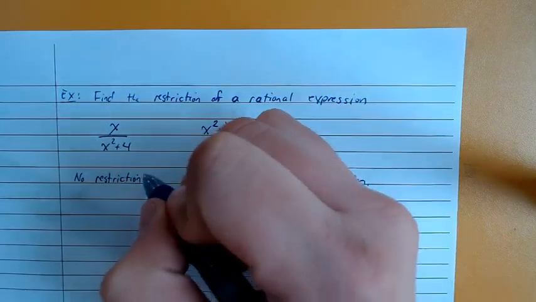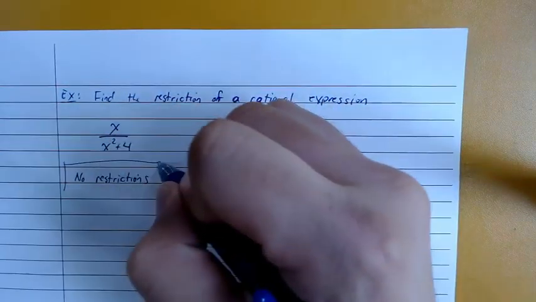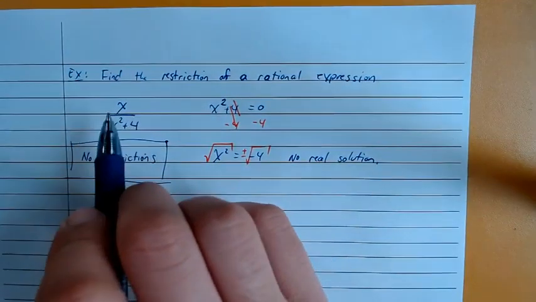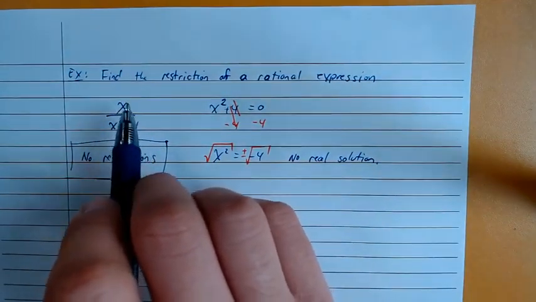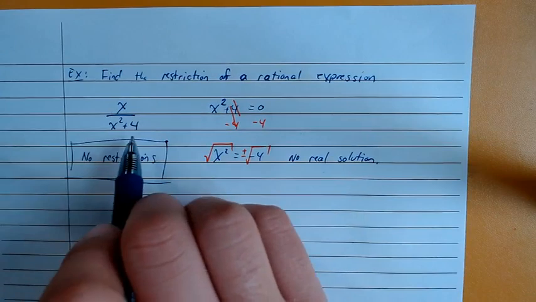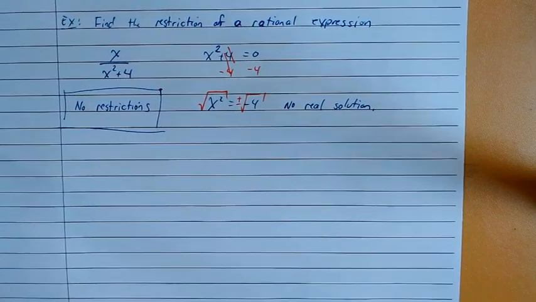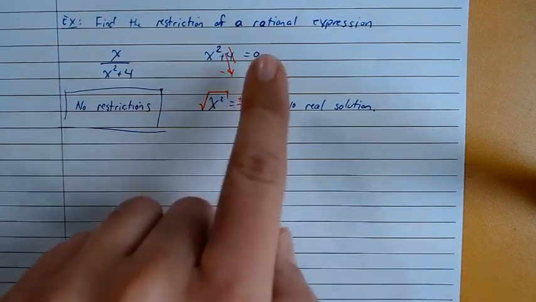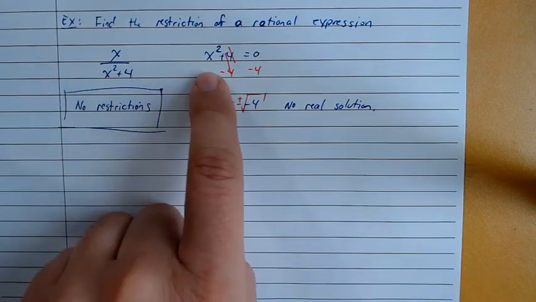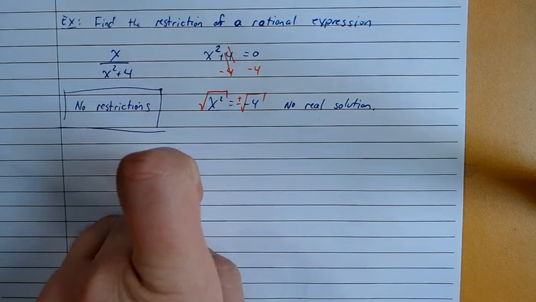Which means this expression can be evaluated for any and all numbers. It doesn't matter what number you choose, you will always be able to plug it in and simplify. So just keep that in mind. Not every expression will have a restriction. Not every rational expression will have a restriction because not every denominator can equal 0.